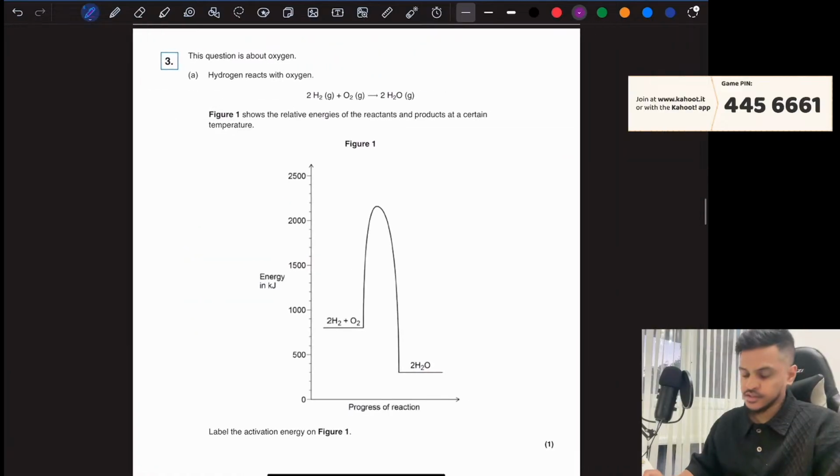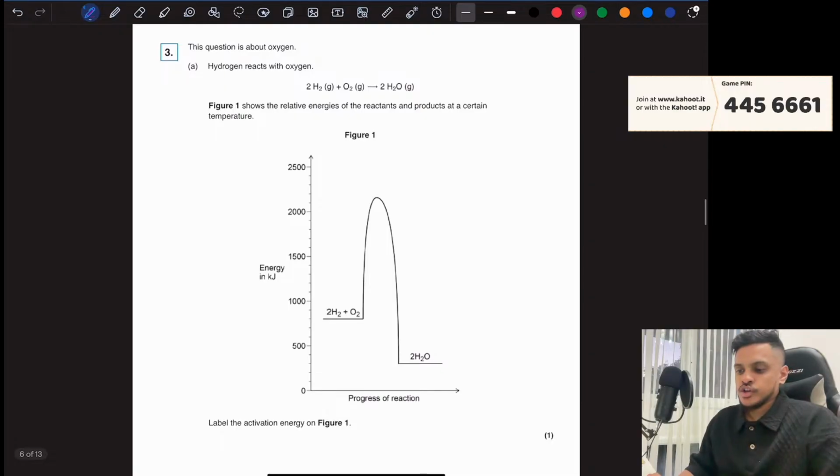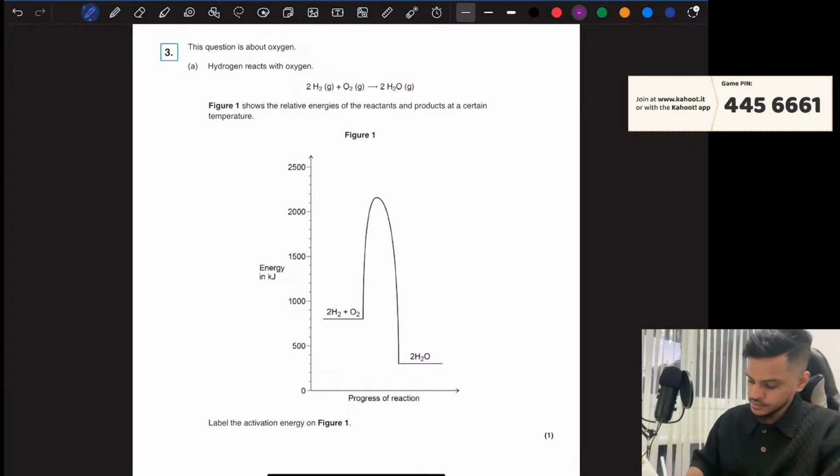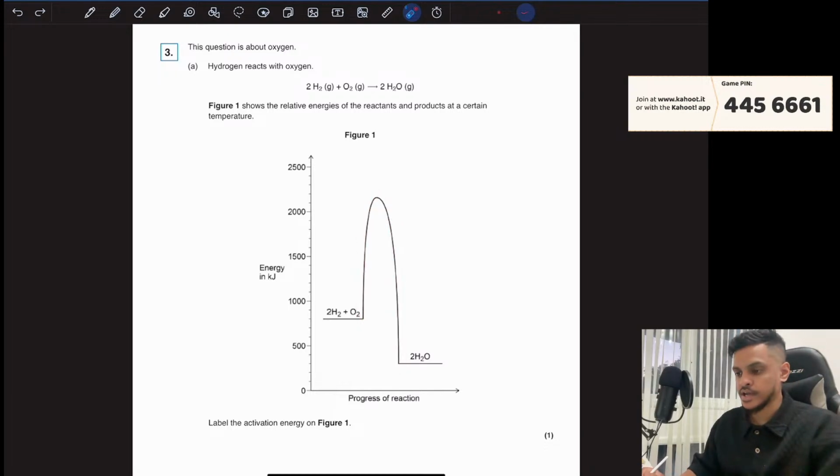Okay, next question. This is called a reaction profile. A reaction profile shows you how energy changes throughout a reaction. Okay, so on the y-axis, you've got energy. On the x-axis, you've got progress of reaction. You've got the reactants here, and then you've got the products here. And in the middle here, you've always got a hump in it. Okay, all of these reactions have a hump in it.